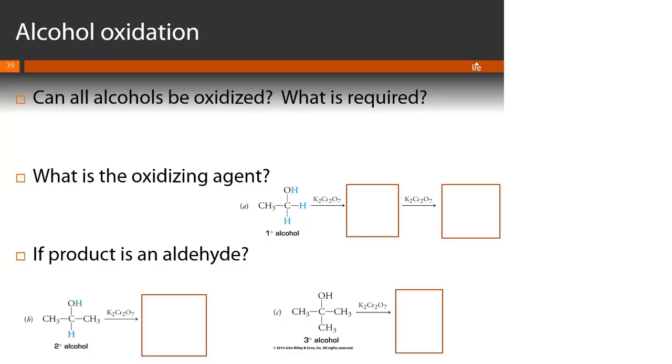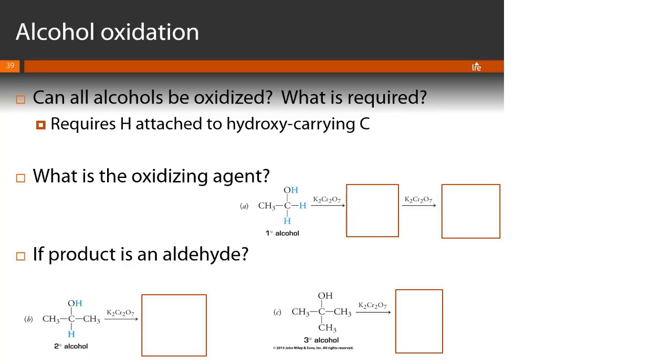So my first question for you is, can all alcohols be oxidized? Do all alcohols have a hydrogen attached to the hydroxy-carrying carbon? So I want you to think about that as we work through these examples today.